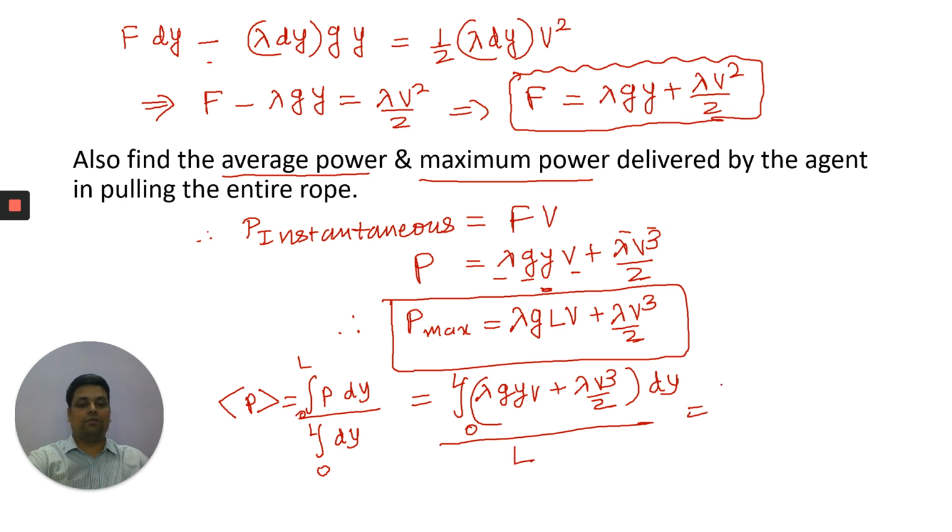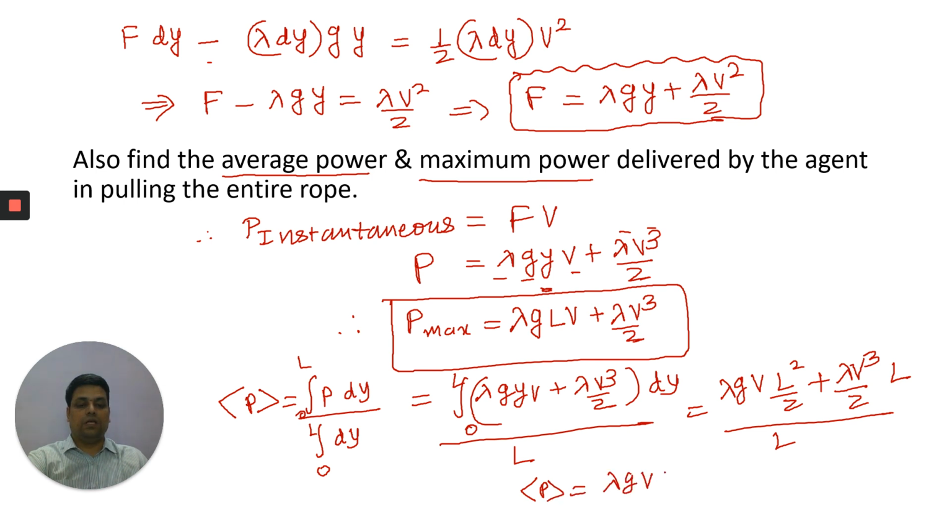So children, we would have lambda g v times y squared by 2, which gives L squared by 2 in the numerator, and lambda v cubed by 2 into L divided by L. So finally we arrive at average power: lambda g v L by 2 plus lambda v cubed by 2. This is the expression for the average power delivered by the agent in pulling the entire rope.